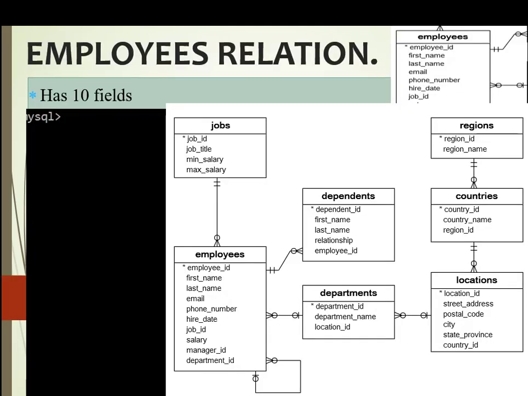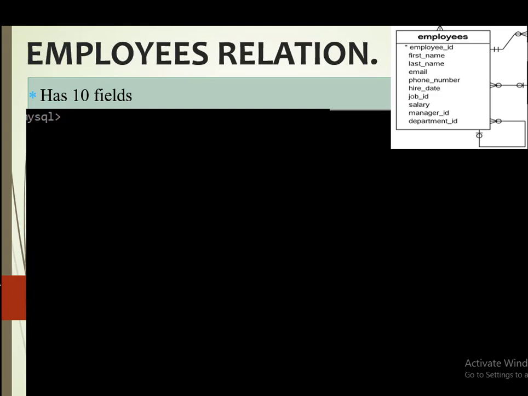The employees relation has 10 fields, namely employee ID, first name, last name, email, phone number, hire date, job ID, salary, manager ID, and department ID. So we're going to go ahead and see how do we create such kind of a relation.